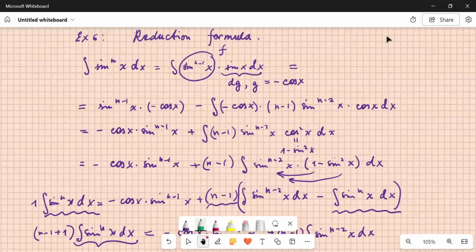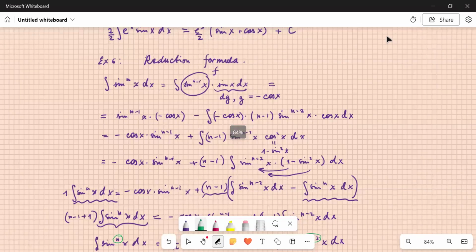So let's go briefly over the steps, how we obtain the formula. First, we represented our sine to the power of n as a product of sine to the power n minus 1 and sine of x, right? Second, we integrated by parts. Third, we used the Pythagorean identity. Then we opened parentheses, and then we moved the integral back together, and we got a final answer.